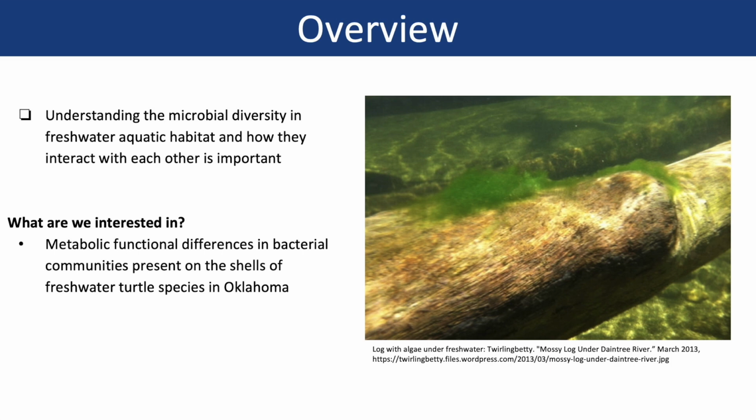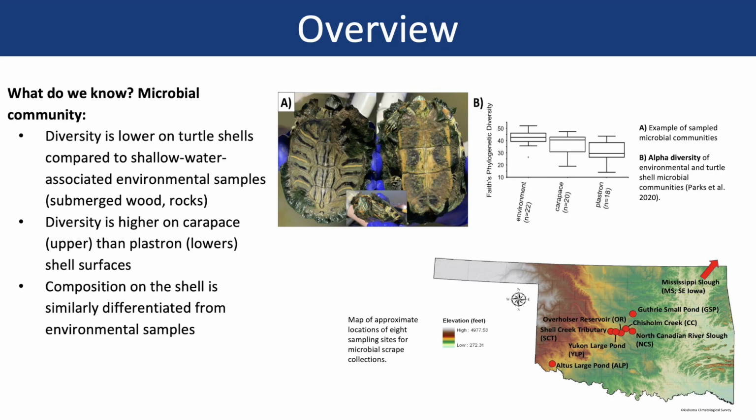Our project aims to explore the metabolic functional differences in bacterial communities present on the shells of freshwater turtle species in Oklahoma. From our previous work, we demonstrated consistently high taxonomic diversity in 16S communities associated with shells of red-eared slider turtles collected at sites in Oklahoma and southeast Iowa, although diversity was lower on shells compared to submerged environmental substrates such as woods and rocks.